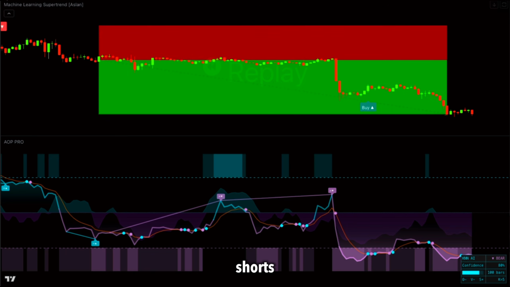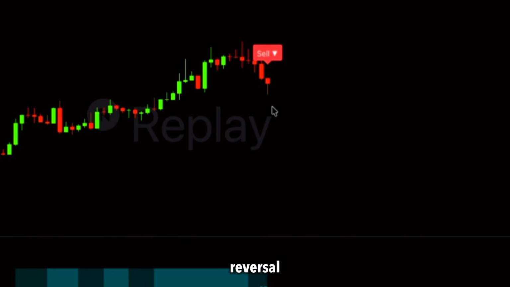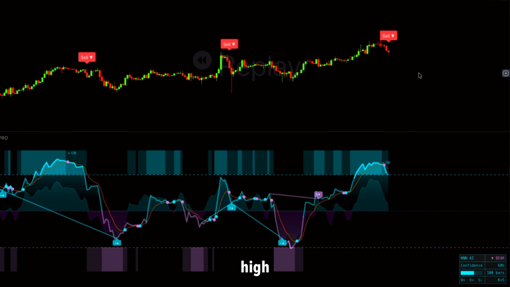Entry rules for shorts. Machine Learning Supertrend fires a sell signal in reversal mode on the 4-hour chart. Price is at or near a recent structural high.